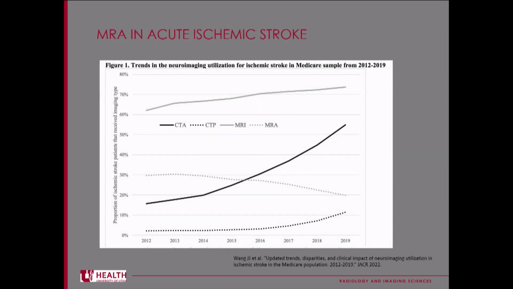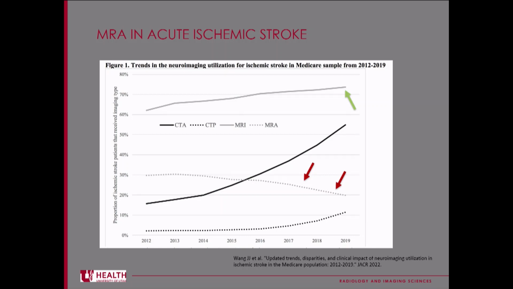We talked a little bit about this, but just to touch on this again, this is a figure showing trends in neuroimaging utilization from 2012 to 2019 based on the Medicare sample, and you can see that MR has increased steadily throughout the time period, about an 18% increase. However, MRA has decreased steadily. You can see a little bit of an inflection point around 2015 when the AHA made those recommendations.